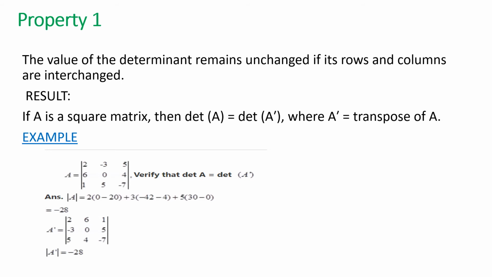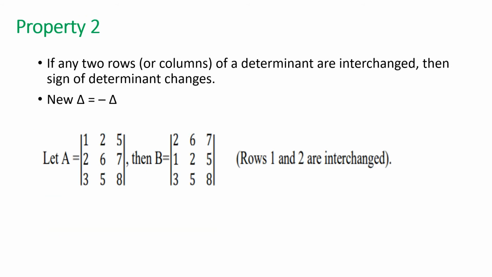Determinant of A, if we are calculating, it is coming minus 28. And if we are taking the transpose, that is we are interchanging the rows and columns, again it is coming minus 28. So the determinant is not impacted by taking transpose in any way. Next property states that if any two rows or columns of a determinant are interchanged, then the sign of the determinant changes.